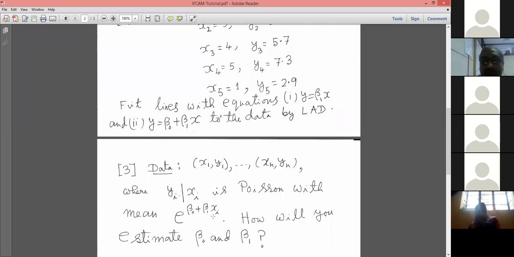Sir, if I write the model as yi equal to e to the power beta naught plus beta 1 xi plus error i, will it be possible to write like that? You can write like that, but then epsilon i will have some strange distribution because yi's have a Poisson distribution. Yes, sir. Now, is this fact that yi's have a Poisson distribution of any help?